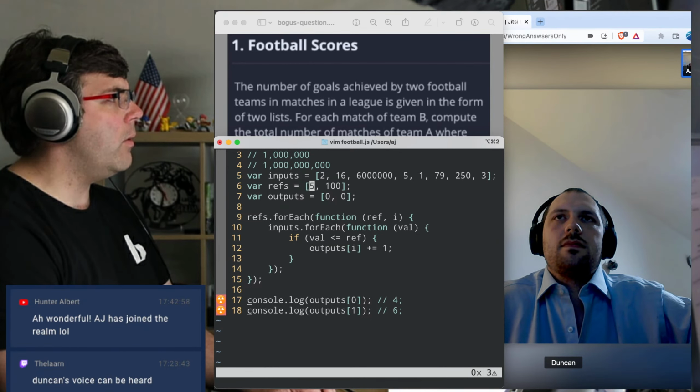So for our outputs here, we would be getting 4 and 6, because if we look at numbers that are less than or equal to 5, there's 1, 2, 3, 4. That's our 4. And if we look at numbers that are less than or equal to 100, we've got 1, 2, 3, 4, 5, 6. So that's the recap on this.